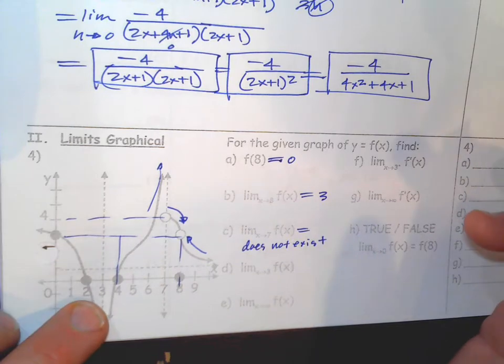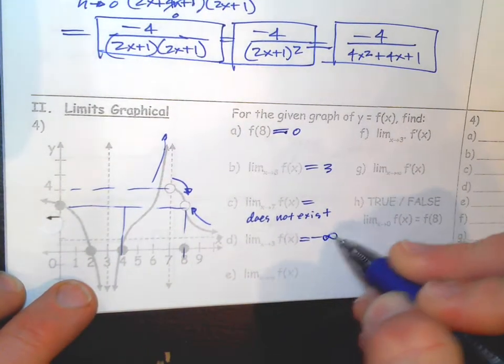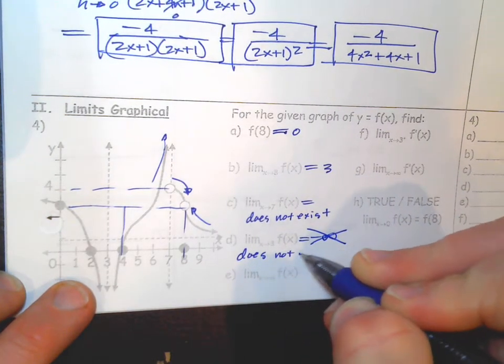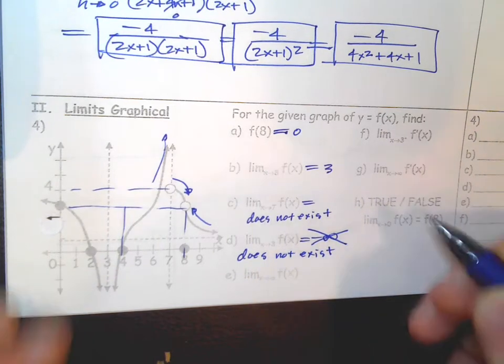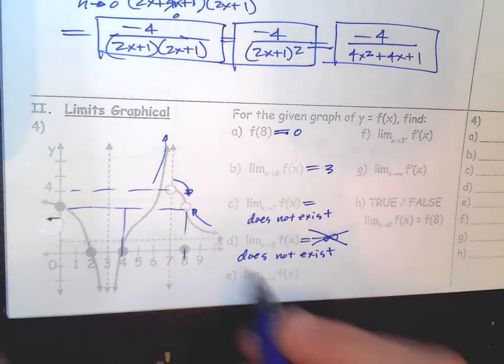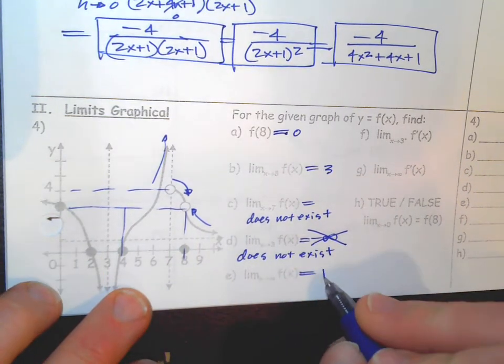As we approach 3, they're both going to negative infinity. And I think on my solutions, I wrote negative infinity. That's really not appropriate. Does not exist. If it was one-sided, yeah, let's just say negative infinity or whatever. Limit as we approach infinity, that's called end behavior. It's going towards this horizontal asymptote of 1.